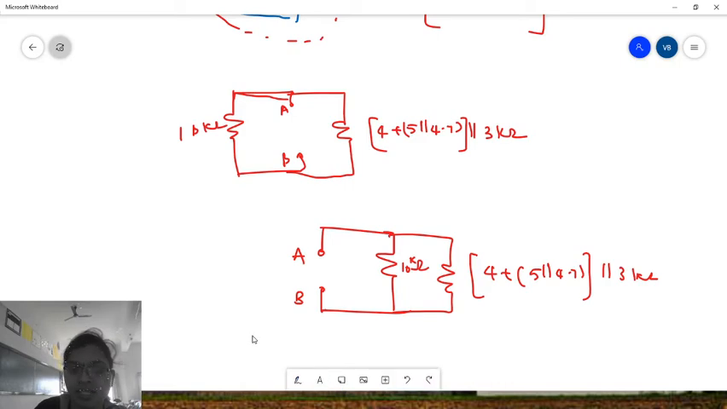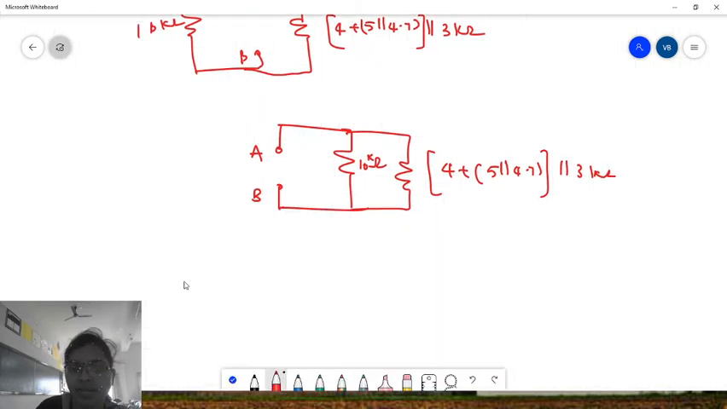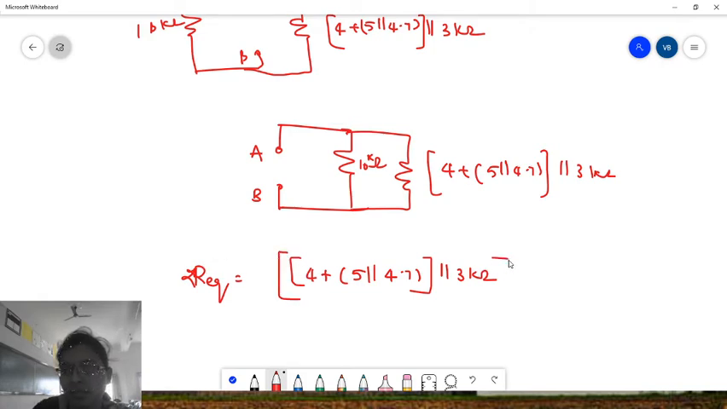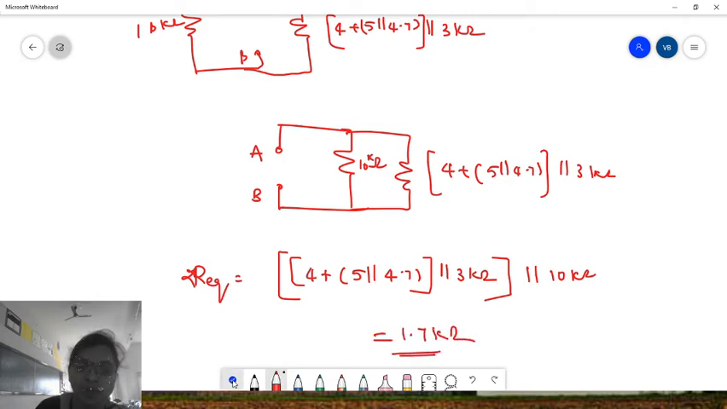So that equivalent resistance, I can write like this: R equivalent is equal to 4 plus 5 parallel to 4.7, and this entire thing is parallel with the 3 kilo ohms, and then this total value is parallel with the 10 kilo ohm resistor. Okay, so you can solve this one. When you solve that, you get 1.7 kilo ohms resistance. So this is the first problem, which is the R equivalent.